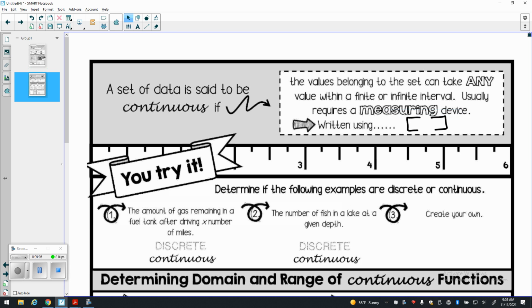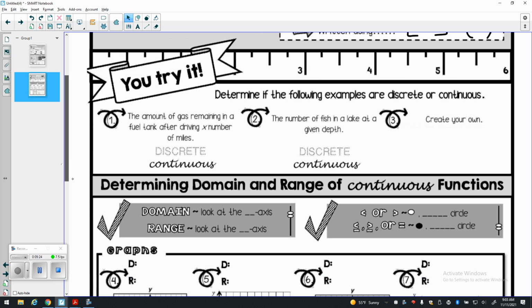Or we will be using parentheses. So notice, discrete, we use a squiggle, right? With continuous, you either use an open bracket, closed bracket, or parentheses. Now, we're going to talk. You're going to tell me if it's continuous or discrete.